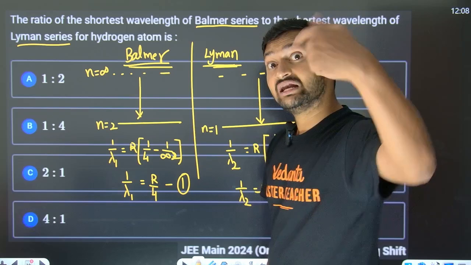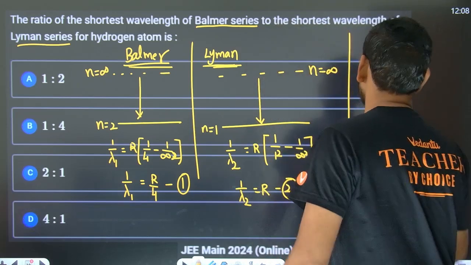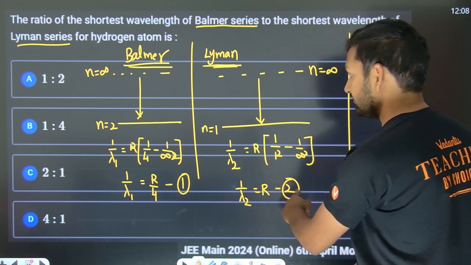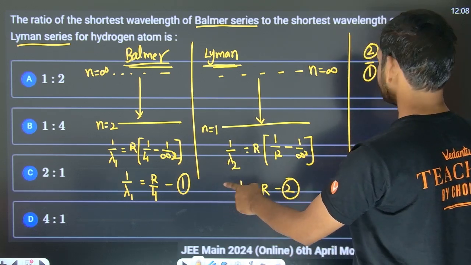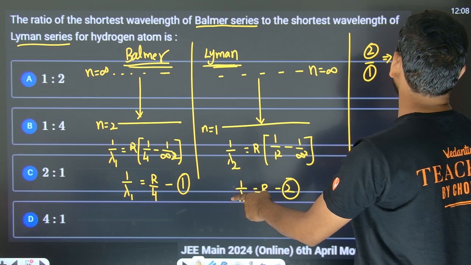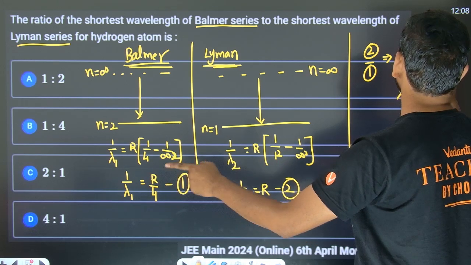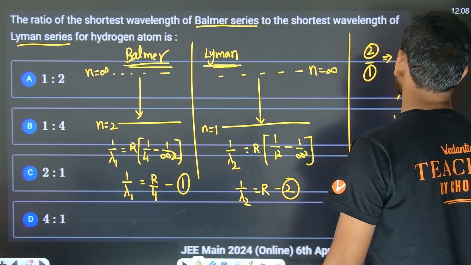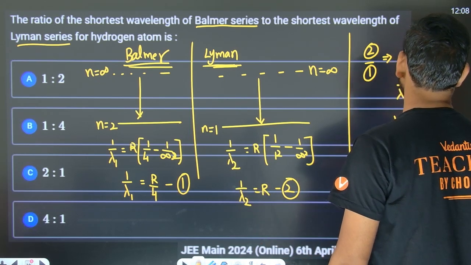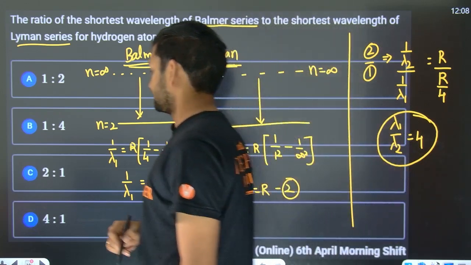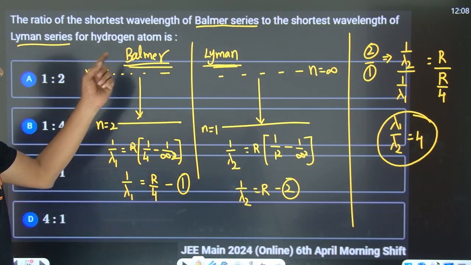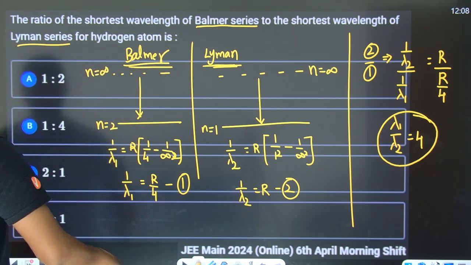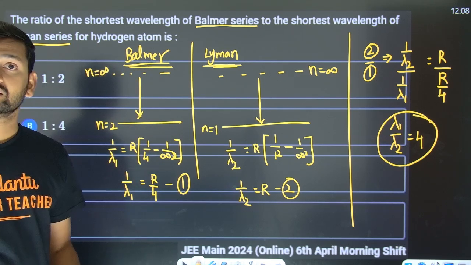But I need lambda 1 by lambda 2. So what I'll do is equation 2 divided by equation 1. That will give 1 by lambda 2 divided by 1 by lambda 1, which is going to be R by R by 4. So lambda 1 by lambda 2 is going to be 4 times. So the ratio of Balmer to Lyman will be 4:1.